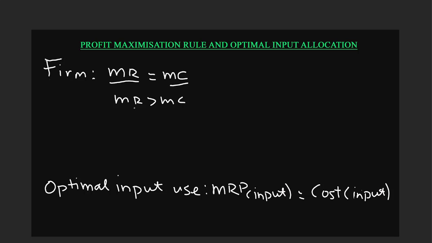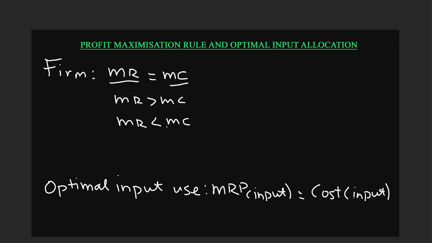If this is the case, then the firm is not maximizing profit. There is room to grow profit, so profit is not maximized. In this case, the firm will increase production, so this cannot be the rule. What if then marginal revenue is less than marginal cost?